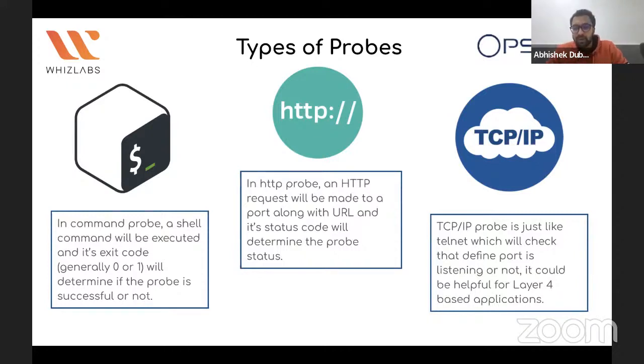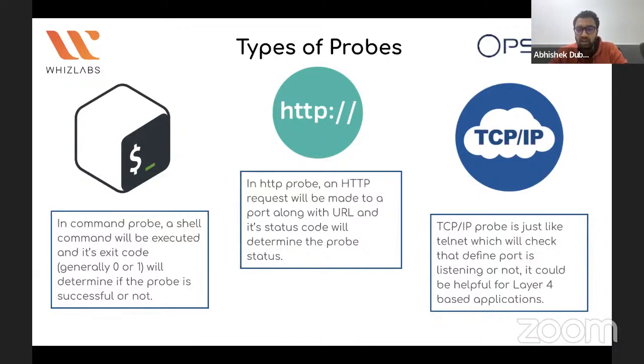Similarly, we have a TCP IP based probe. I guess a lot of you have used telnet. Every time you have to make a network connectivity test, you use telnet to make a connection. For example, to check if SSH is working fine or not, you do a telnet on port 22. The TCP IP probe is a similar kind of thing. What exactly it does is check if the port is listening or not. It will not check if the process is running, or whether there's a database error or something like that. It will only check if the port is listening or not.